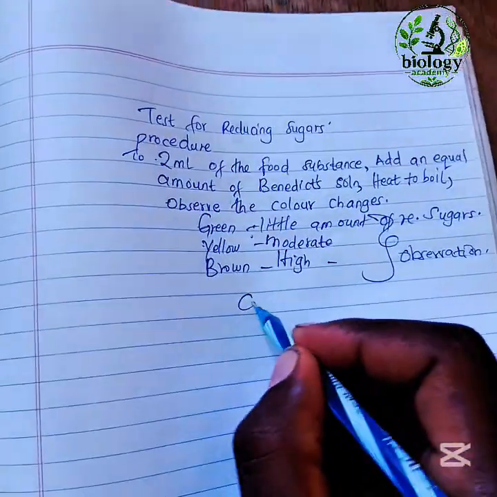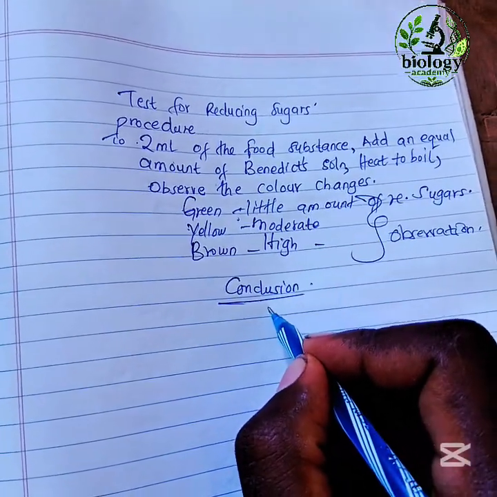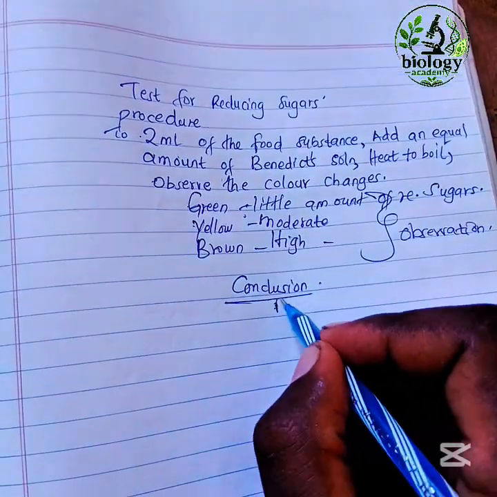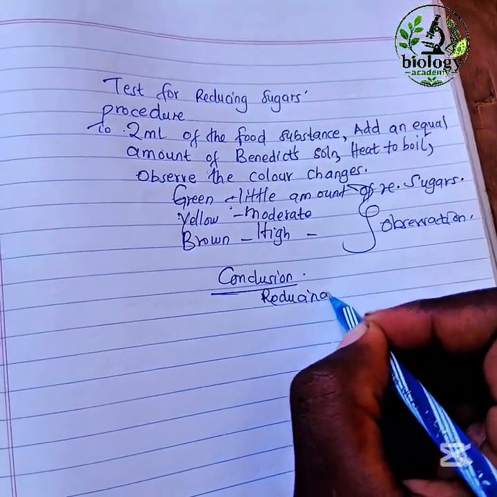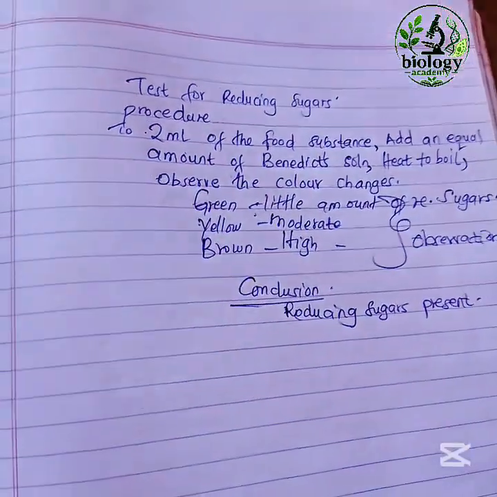And of course, the conclusion is so easy. If you see those color changes, you automatically say that reducing sugars are present. Reducing sugars present. That is all about that.